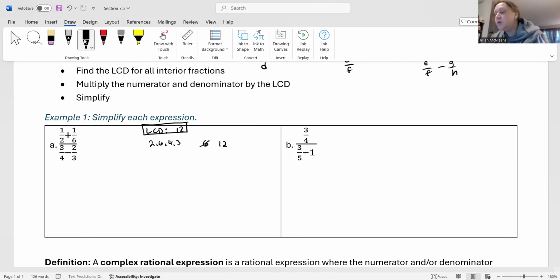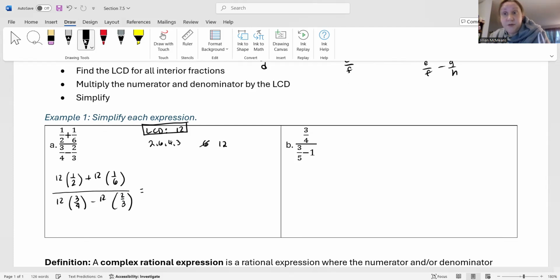Okay? So then my directions say multiply the numerator and denominator by the LCD. And that's fine, but I'll go ahead and just multiply each interior fraction by the LCD, just because for me it makes it easier to simplify. So I'm going to take 12 times 1/2 plus 12 times 1/6. That's basically multiplying the numerator by 12, but just distributing it through. And then for the denominator, I'm going to get 12 times 3/4 minus 12 times 2/3.